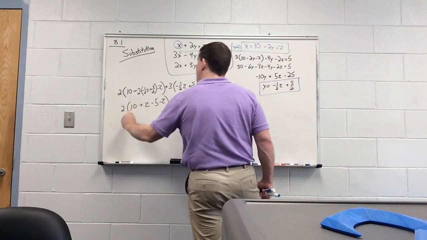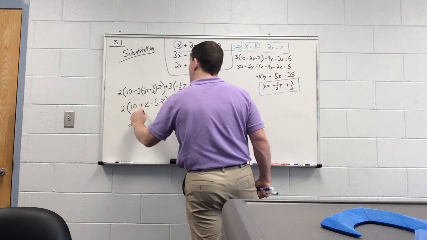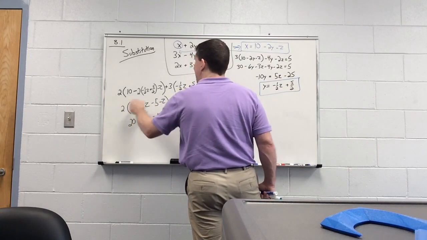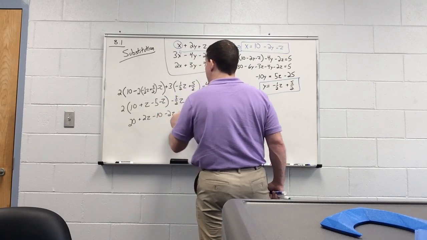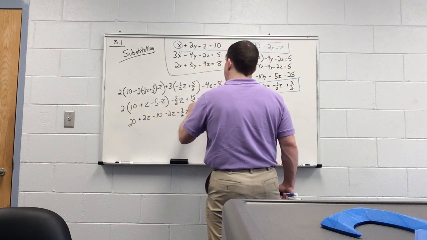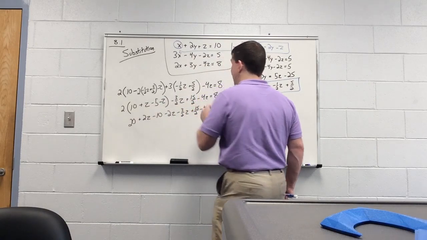Distribute again. 2 times 10 is 20, plus 2 times z is 2z. 2 times negative 5 is negative 10. 2 times negative z is negative 2z. Negative 3/2 z, plus 15/2, minus 4z equals 8.